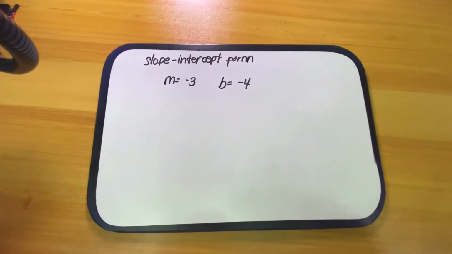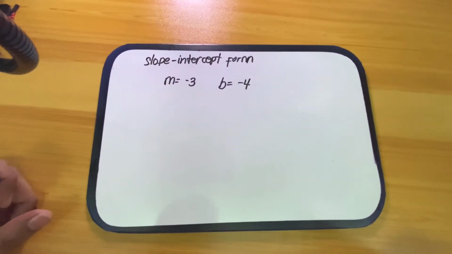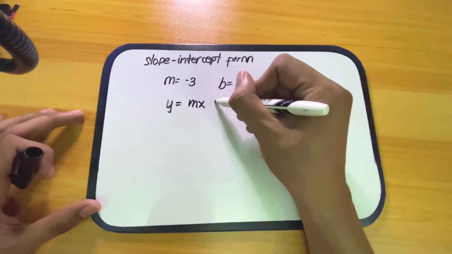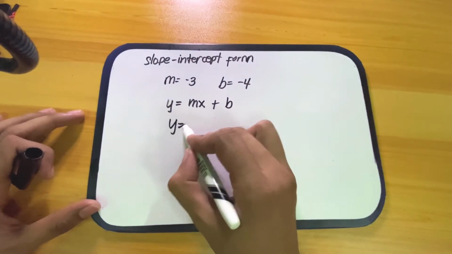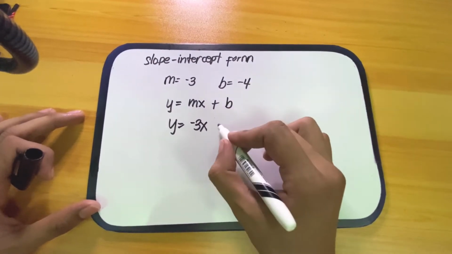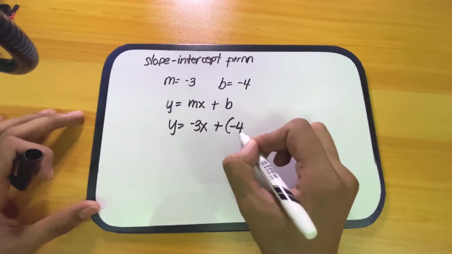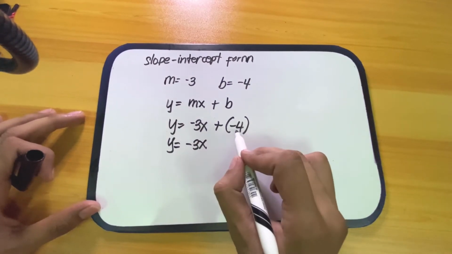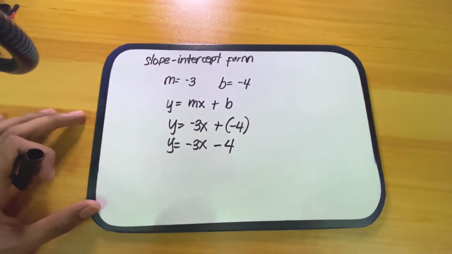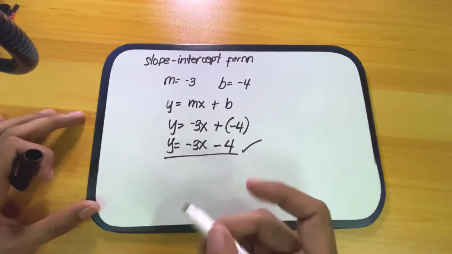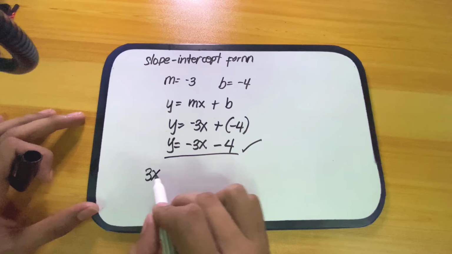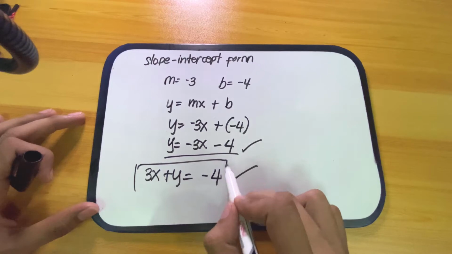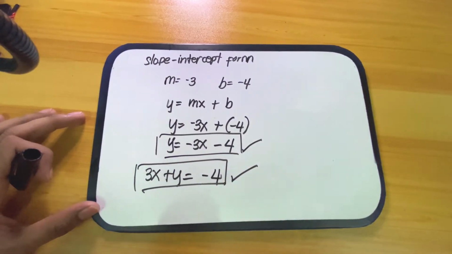Let's try this one. m equals negative 3 and b equals negative 4. Using the formula y equals mx plus b, y equals negative 3x, then plus negative 4. So y equals negative 3x. Positive times negative is negative, so minus 4, okay? So this is correct. Or you can rewrite this one into 3x plus y equals negative 4. Still correct. Okay, that's it.